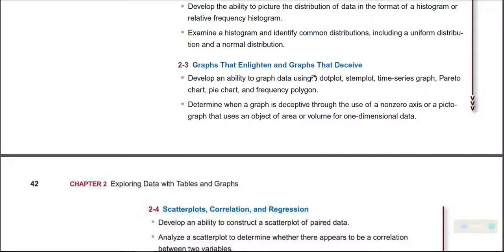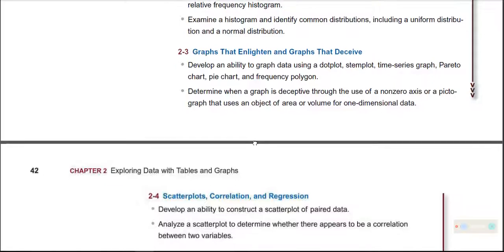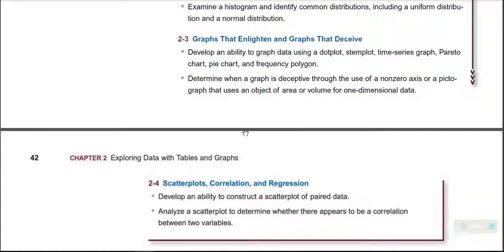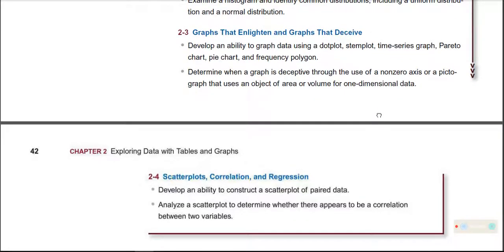Now, for the other graph, yun namang pictograph, hindi naman proper yung representation ng picture kasi hindi proportional sa isa't isa. Dapat 1:2 lang, pero about 1:4 yung naging representation ng sizes ng mga pictures natin, which is wrong. So, here you have to develop an ability to graph data using a dot plot, stem plot, time series graph, Pareto chart, pie chart, and frequency polygon.